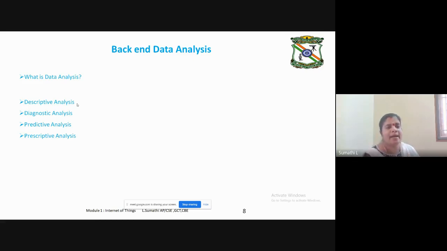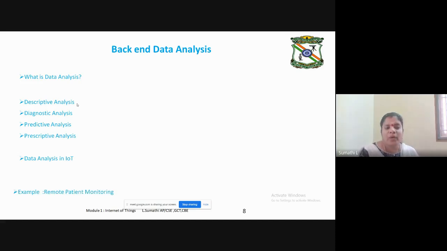What is prescriptive analysis? You can combine all these three and make a plan. That is prescriptive analysis. We will discuss this in detail in a coming session, how you do this and how you design your data model. As of now, why do you need data analysis? To make some logical decision or prediction, you go for analysis. That is why you do analysis in your IoT.